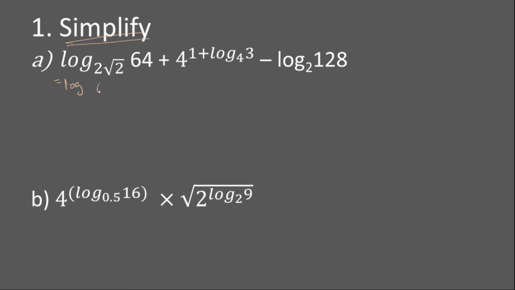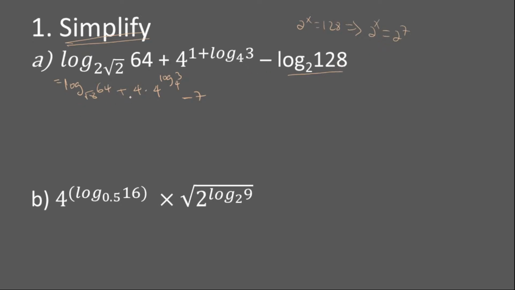log 64 to the base radical 8. Okay, we can simplify just like this one. Plus, since 4 to the power of log 3 to the base 4, it gives 3. Minus this, let's say 2 to the power of x gives 128, which means 2 to the power of x is equal to 2 to the power of 7, so x is equal to 7.